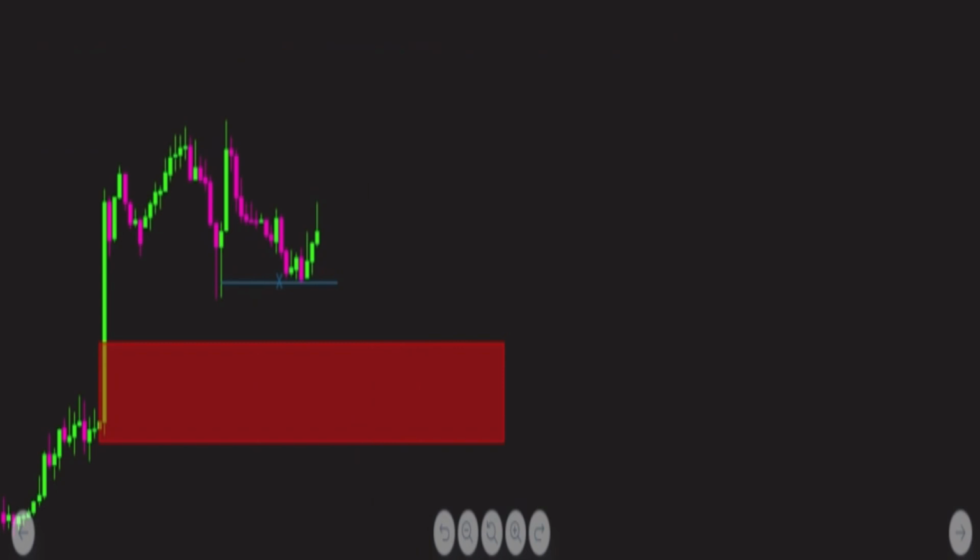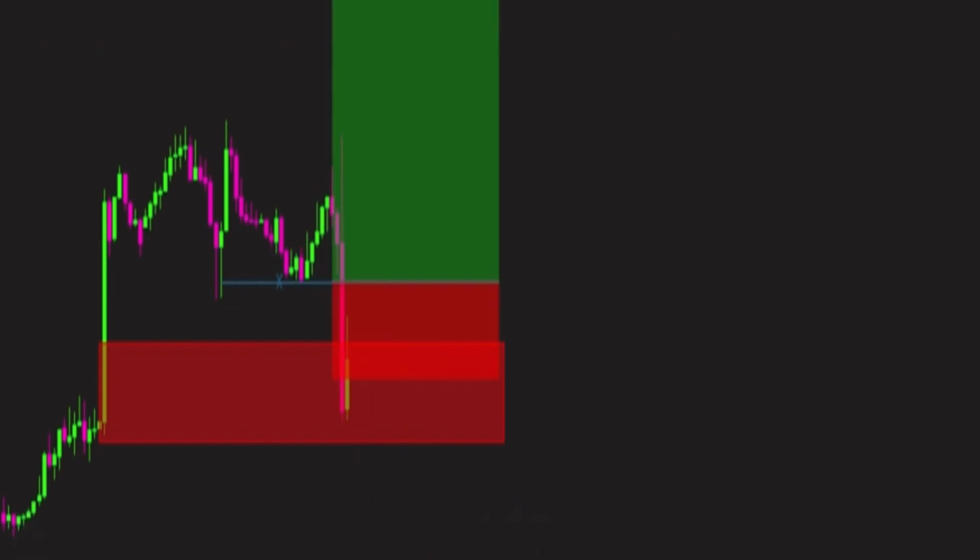So, here we see the market making this liquidity zone of equal lows. Now whenever the market would reach this zone, a lot of buyers would initiate their buy trade in the market and the big players of the market know this. And thus, they will sweep this liquidity zone by pushing the price to the downside. This would hit the stop loss of the retail investors in the market.